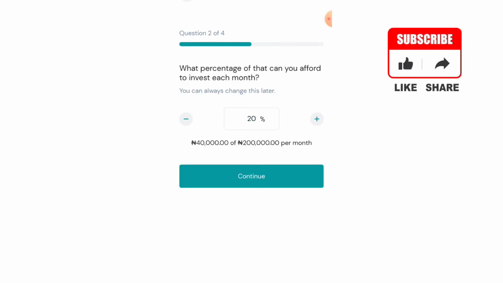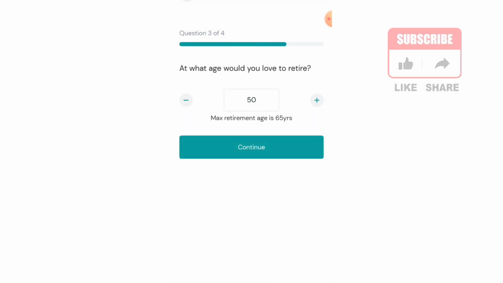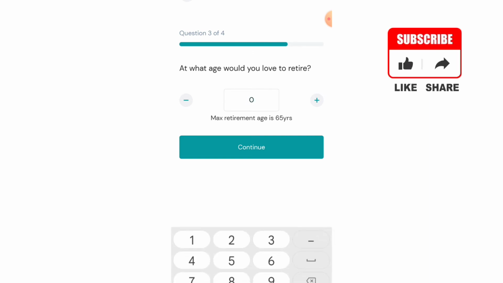They would ask what percentage of that you can afford to invest each month, and you can always change it later. They advise 20%, but you can say, okay, I want to do more. I know my earning capacity, I can do 30%, or you can say I want to do less because I have a commitment and there are other things I am saving towards, maybe 25%. Depending on what you want, you click on continue, and they'll ask what age you would love to retire. Some people want to retire early, some at 40, some at 50. Let's assume this person wants to retire at 40.